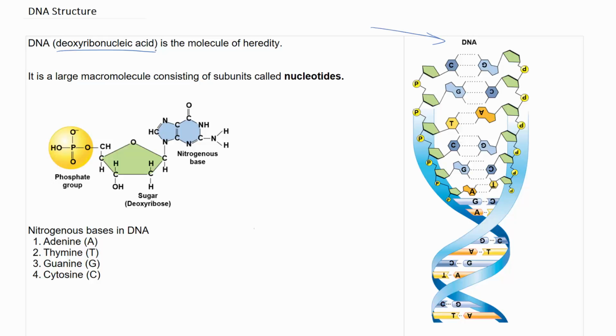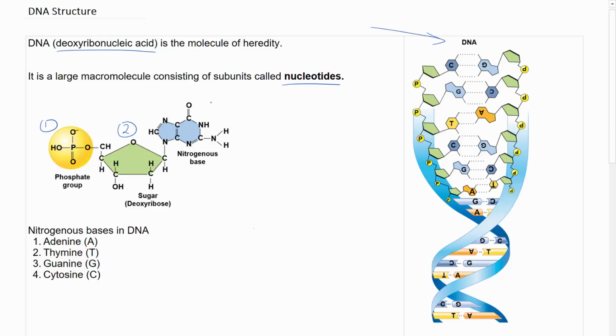DNA is a large molecule which actually consists of smaller subunits, which are referred to as nucleotides. And nucleotides are made up of 3 different chemical units. One of these chemical units is a phosphate group, which actually forms the backbone of a strand of DNA. The second unit is a deoxyribose sugar, which is bonded to the phosphate group. And the deoxyribose sugar is a 5-carbon sugar which derives the name of deoxyribonucleic acid.